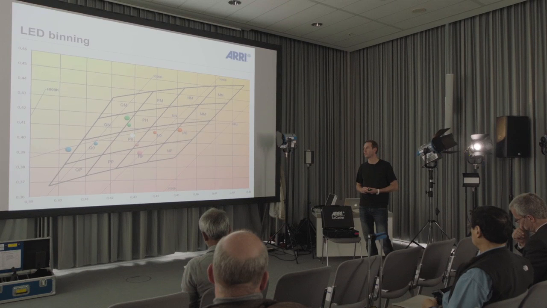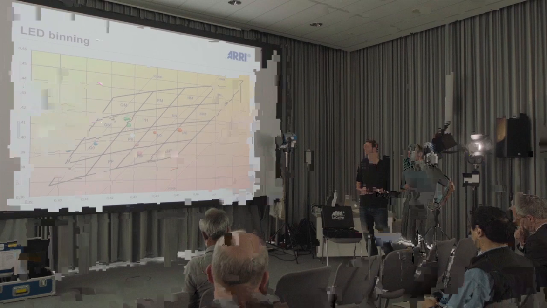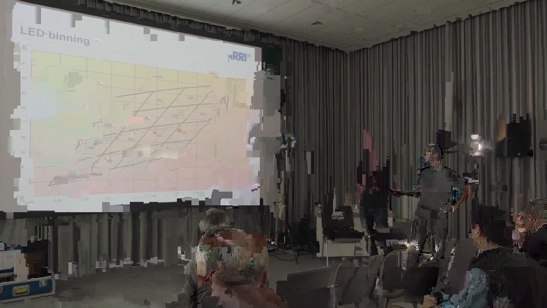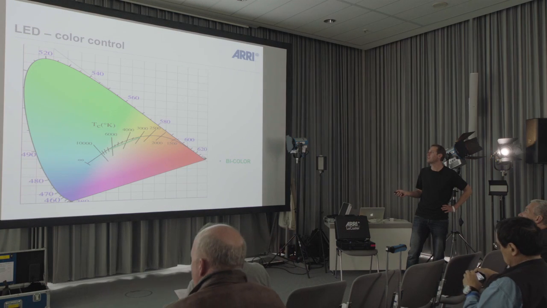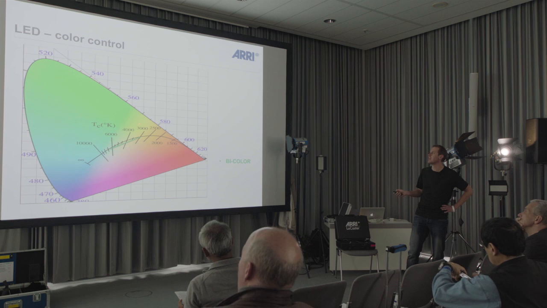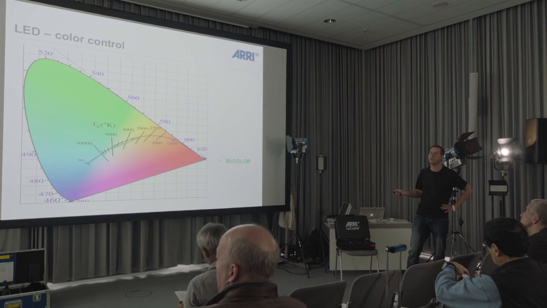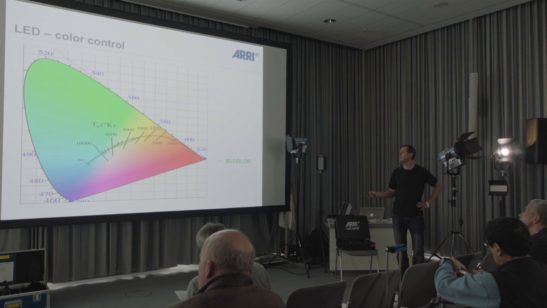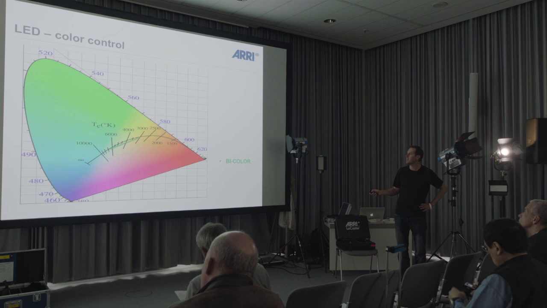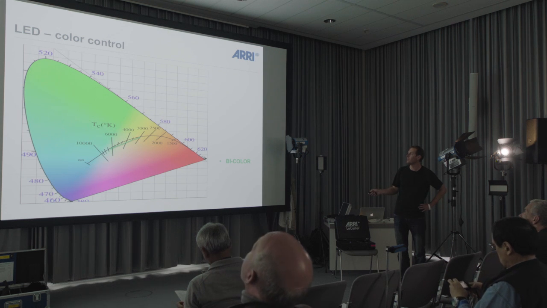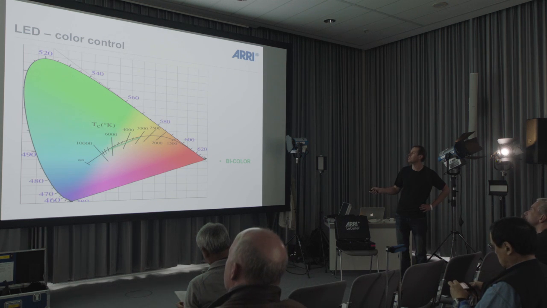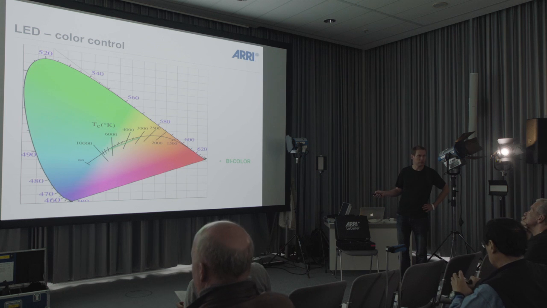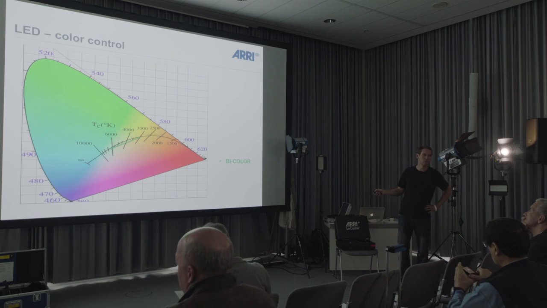called Bicolor. You might have already seen some fixtures that use Bicolor. Bicolor fixtures have warm white and daylight white LEDs, and you can just fade between these two. So you can move on this line. You can also have 4000 Kelvin, whatever, but there's no chance to adjust anything toward green or magenta. You can only move here. It's only two-dimensional.